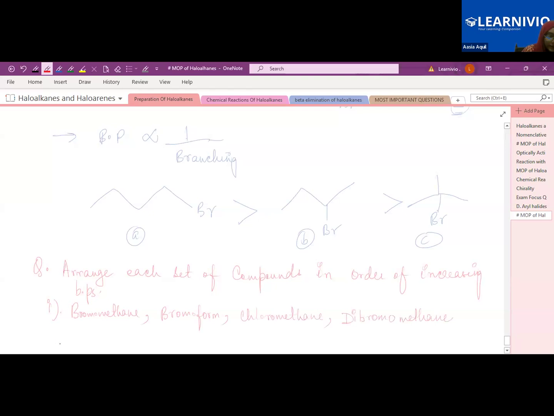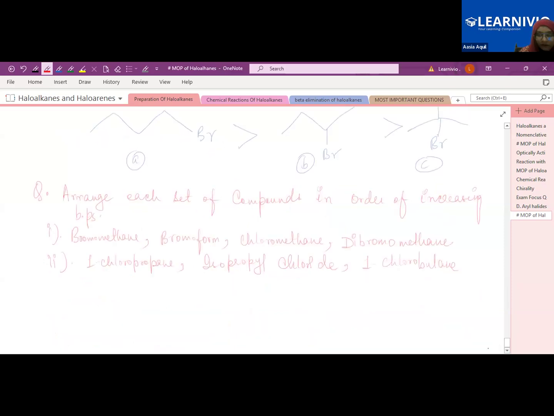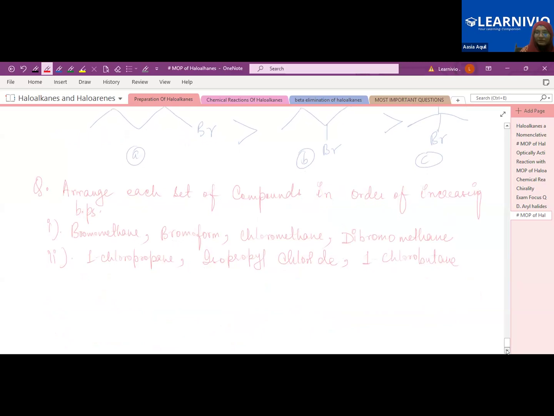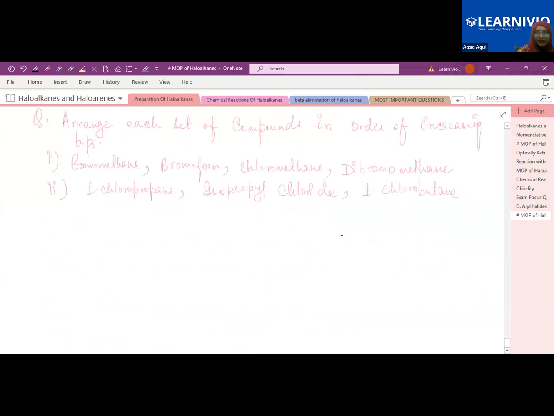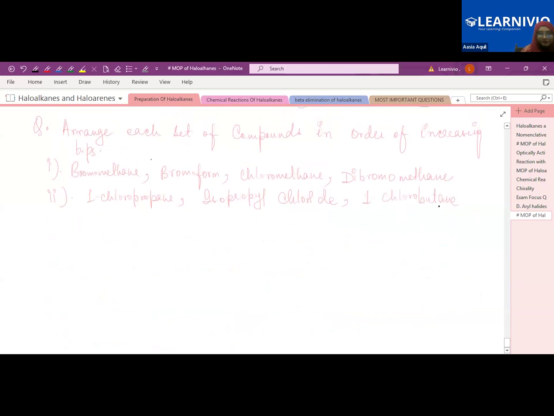First question. Then the second question is 1-chloropropane. Second is your isopropyl chloride. Third is your 1-chlorobutane. Okay, just quickly do this question. You have to arrange these in order of increasing boiling points. First, draw the structure, analyze the points which we have discussed, and after that, arrange these in increasing order.